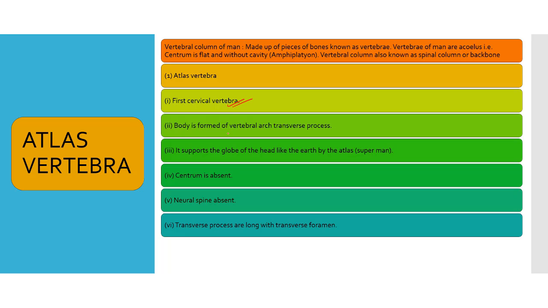It is formed of vertebral arch and transverse process. It supports the globe of the head, like Earth by the atlas. Centrum is absent in atlas vertebrae. Neural spine is absent in atlas vertebrae. Transverse processes are long with transverse foramina. So the first cervical vertebra is the atlas vertebra, no centrum, no neural spine.